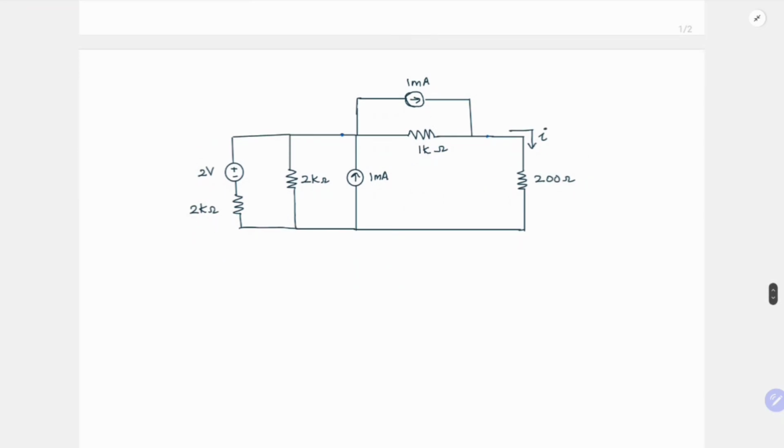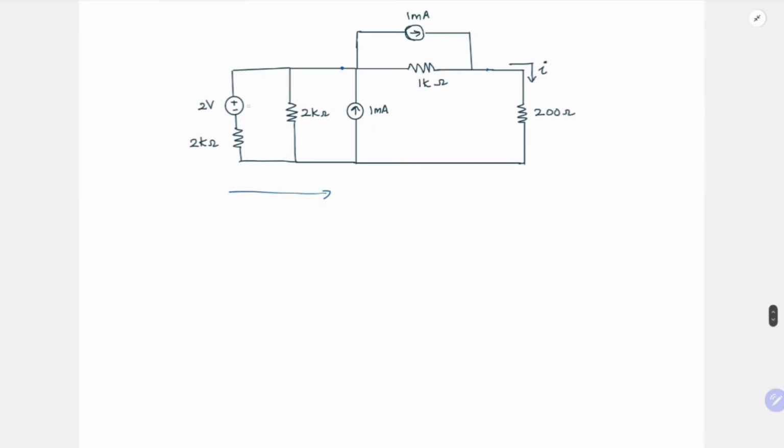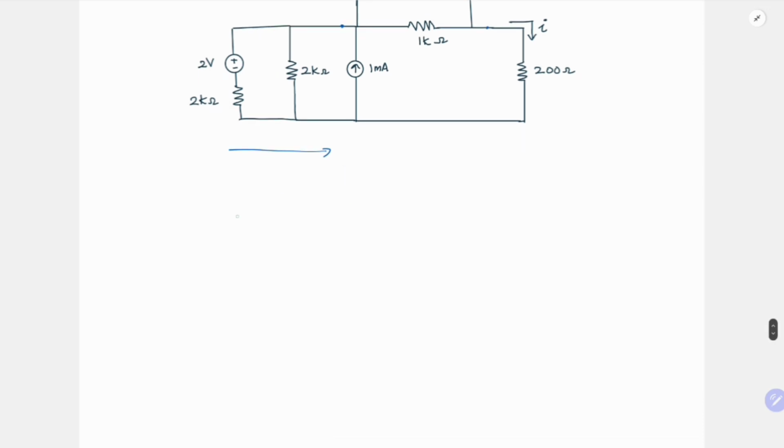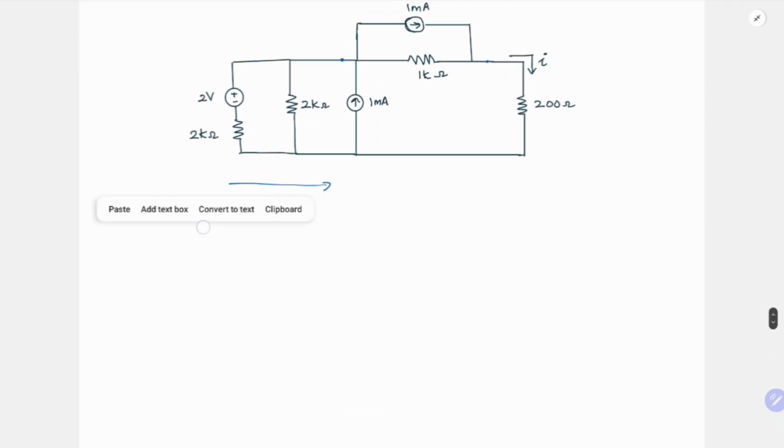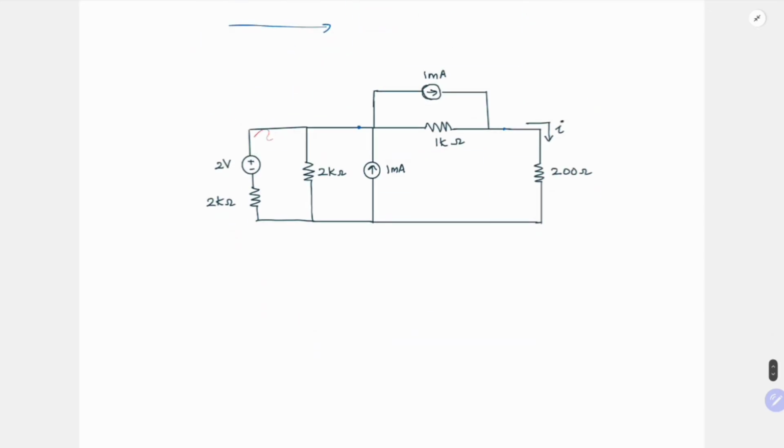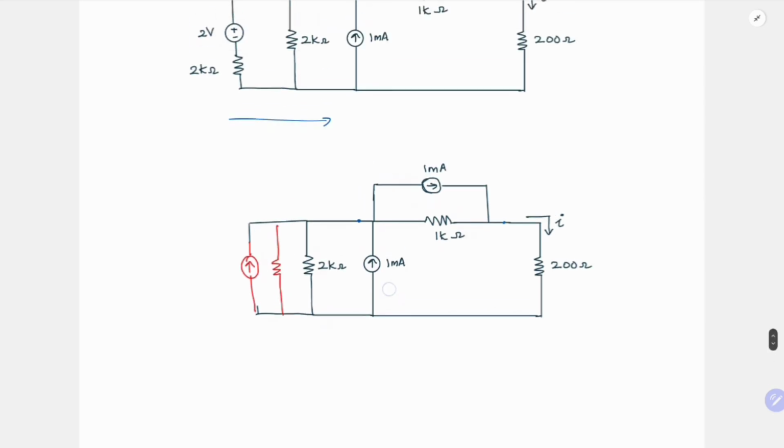First let us try to go from left to right. On the left side we are seeing a voltage source and a resistor. So we can model this as a current source, right? I'll just copy this again and then modify. I can change this to a current source and a resistor. So what will be the value of the current source? It will be 2 volt by 2 kilo ohm, so it will be 1 milliamp, and your resistor is still 2 kilo ohm.